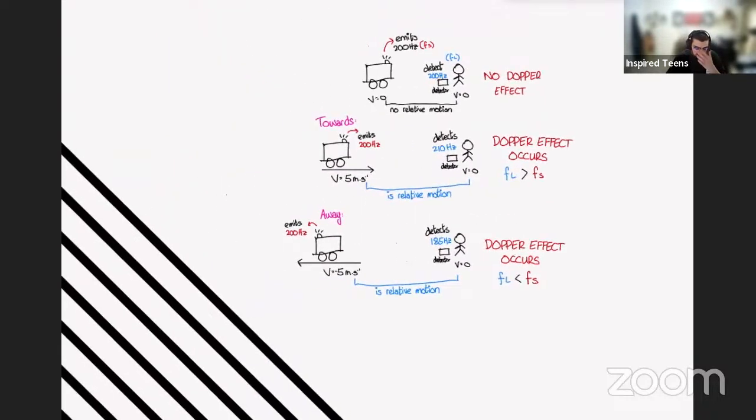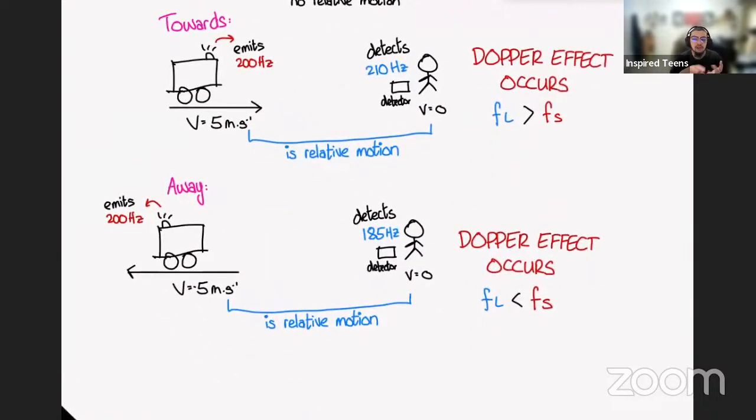Okay, please note that in the second two cases, because the frequency of the listener is more in the second case and less in the third case, it does not mean that the actual frequency is changing. What stays the same is the frequency emitted by the source. It stays the same. The source still emits 200. It still emits 200 here. The reason we are detecting differently is because of this relative motion between the two. That's the key thing.